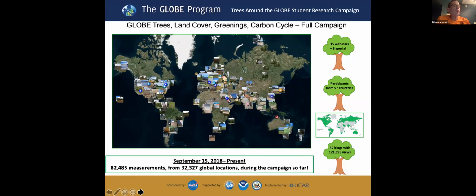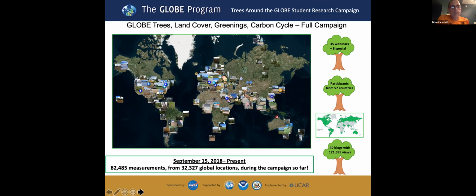We look at those numbers, and we can look at the same trees over time. We look at the same land cover over time, which is super important because that's how it helps us understand change.